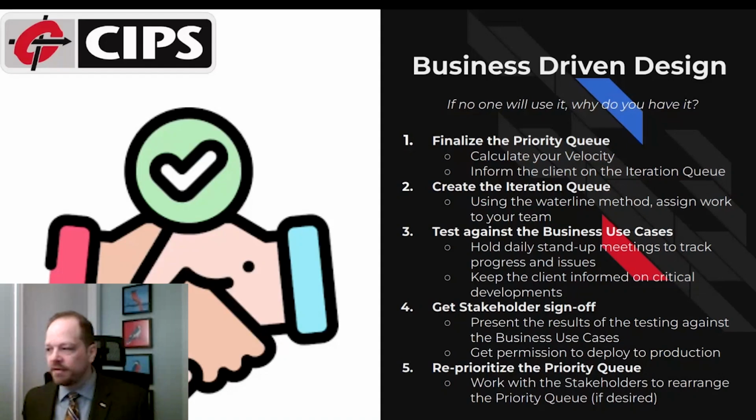Once you have full client sign off, you deploy to prod, and you go back to the business users and say, do I need to add more business use cases? Do I need to change the order of the priority queue? Here's where the waterline is. Are you happy with this? And then go back up to step 1.